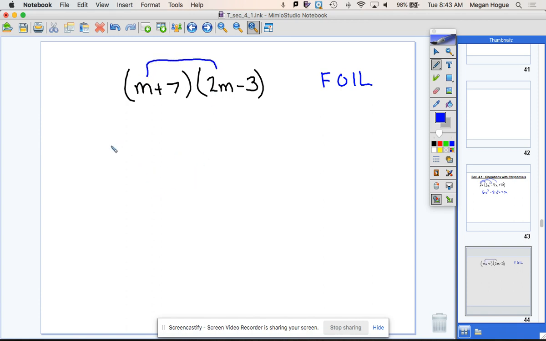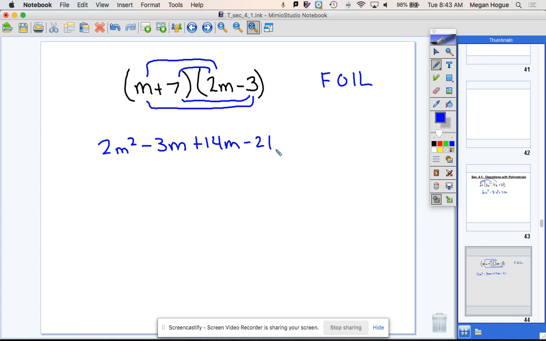So we're going to multiply the first, 2m squared. The outer, minus 3m. The inner, plus 14m. And the last, minus 21. And if you accidentally do it in a different order, that's not a big deal. We're going to combine like terms, make sure we get it in standard form. So 2m squared plus 11m minus 21. That's in the right order. And usually those two in the middle will be the ones you're combining.